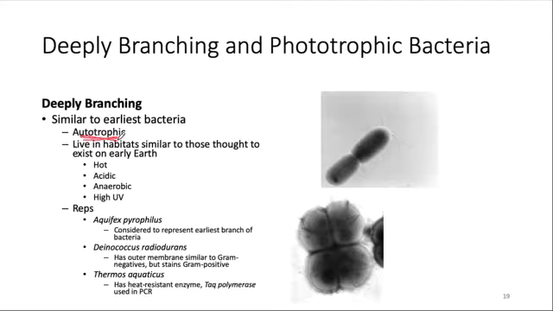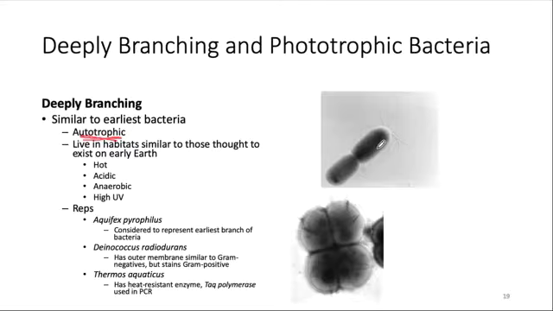Representative groups are Aquifex pyrophilus, and that's the picture of Aquifex pyrophilus. You see the flagella in there. They represent some of the earliest branches of bacteria to have existed on Earth. Then you have Deinococcus radiodurans, which is a very interesting bacteria. The outer membrane is similar to gram-negatives, but they stain positive.